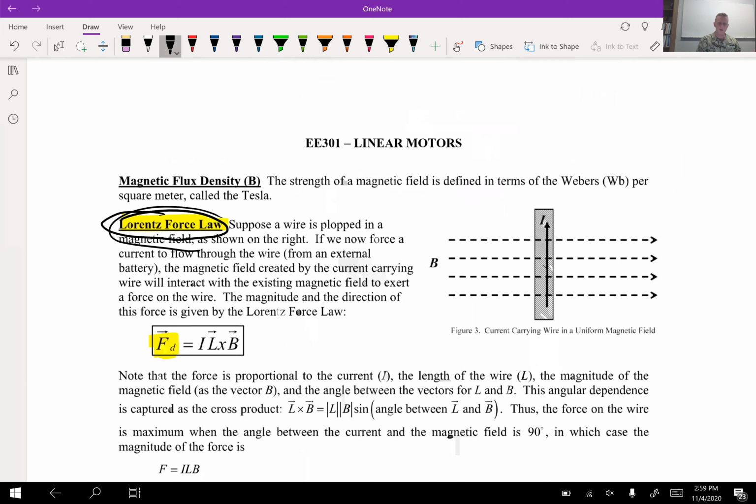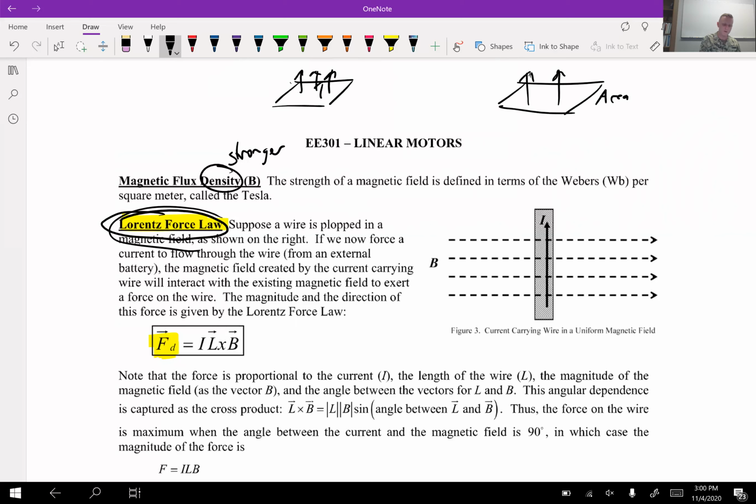If I have my lines of flux and I ask how dense, how strong they are, the stronger the magnetic field, the stronger the density. If I have an area with two lines of flux going through it, that's less strong than if I had the same area with lots and lots of magnetic lines of flux going through it. This one is stronger than this one, and so the magnetic field is stronger.